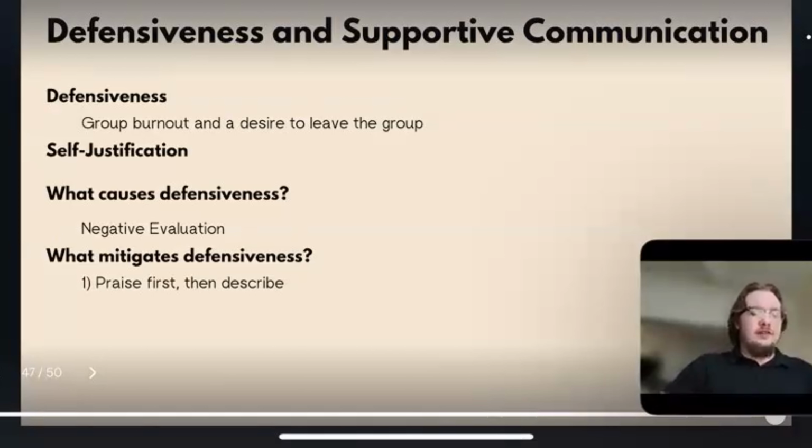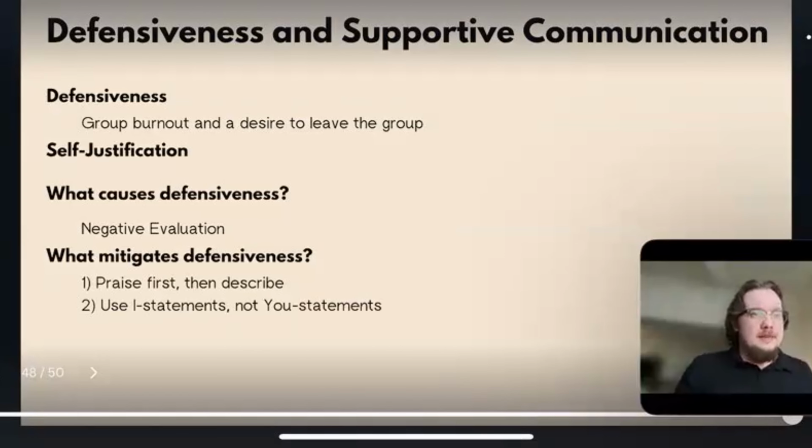So how do we make sure that defensiveness does not happen? We praise first, then describe. So we praise the person, say, "Hey, you did a great job. I love that you did this, this, and this," or, "This is a well-written task force report. I do have suggestions, however, for improvement." So you already did the praise. You said they did great, it's well written. Then I'm now going to describe things that can be improved.